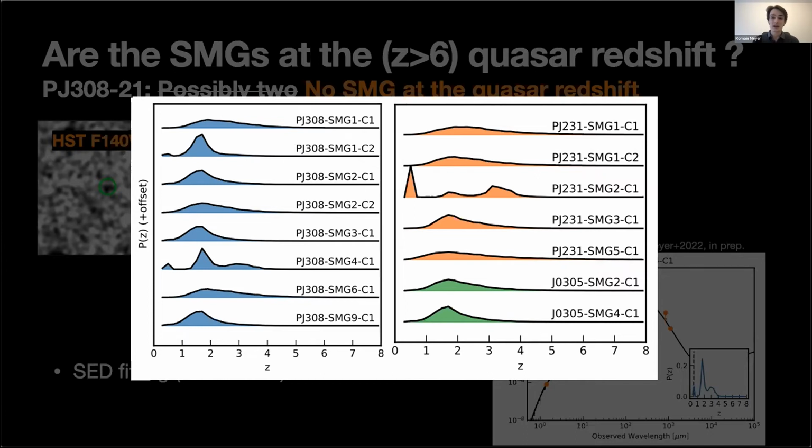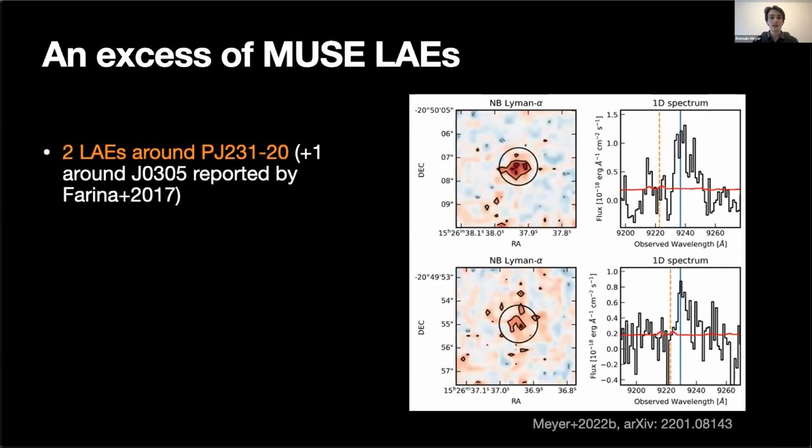But we not only had ALMA, we also had MUSE. And so with MUSE, you can search, again on the very small scales, the kiloparsec scales, for Lyman alpha emission. And this is what we found. We found 2 LAEs around PJ231-20. They are within 500 kilometers per second, so they're very close in redshift. You can see in blue here the Lyman alpha emission, and in orange is where the Lyman alpha emission of the quasar is. And you can see the narrowband Lyman alpha emission.